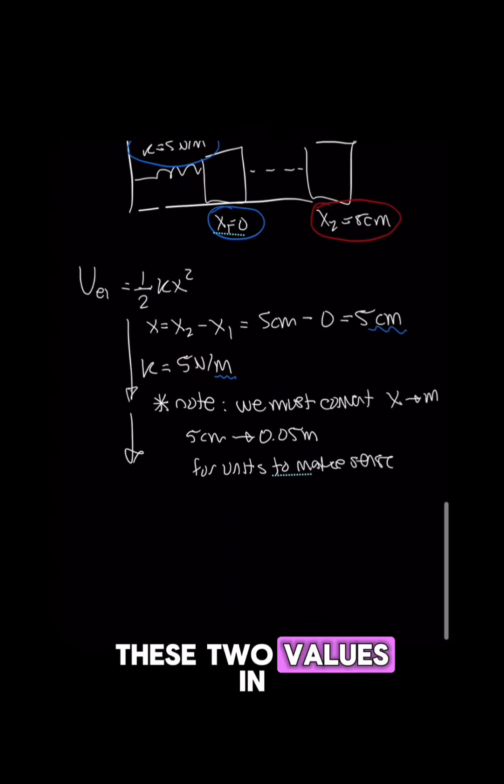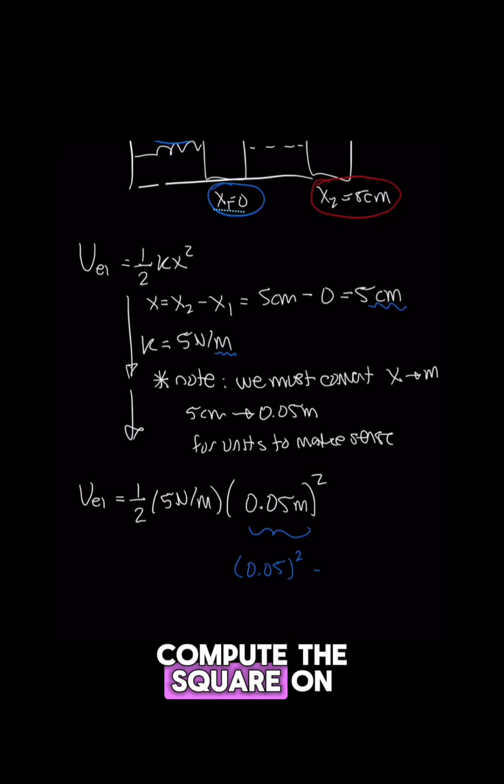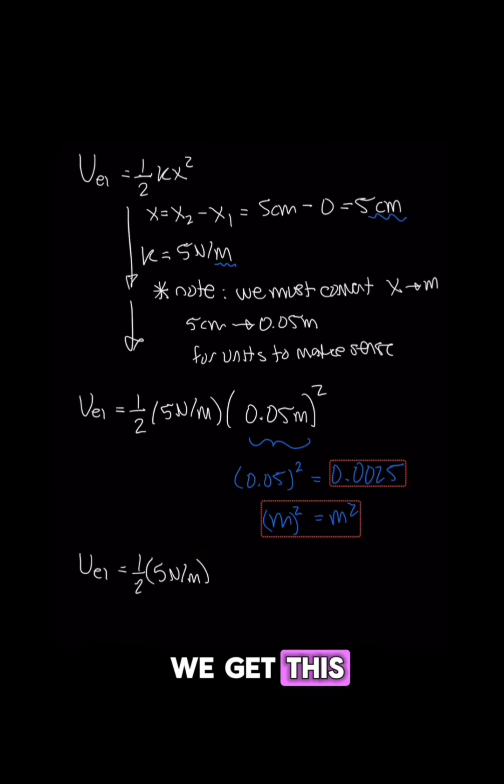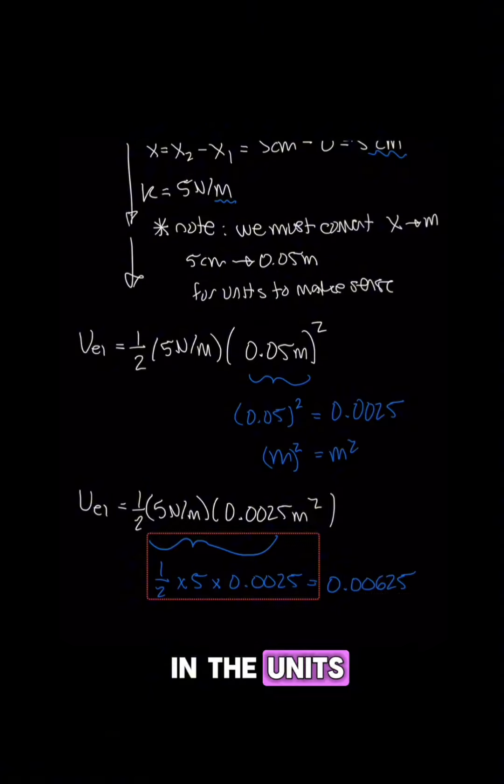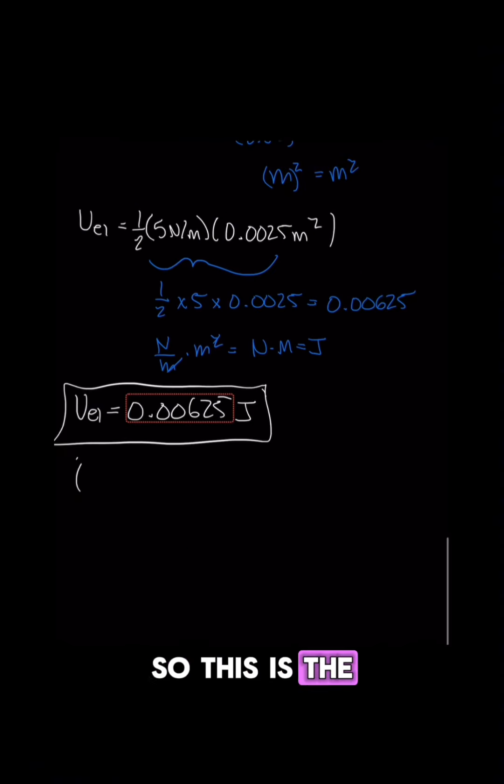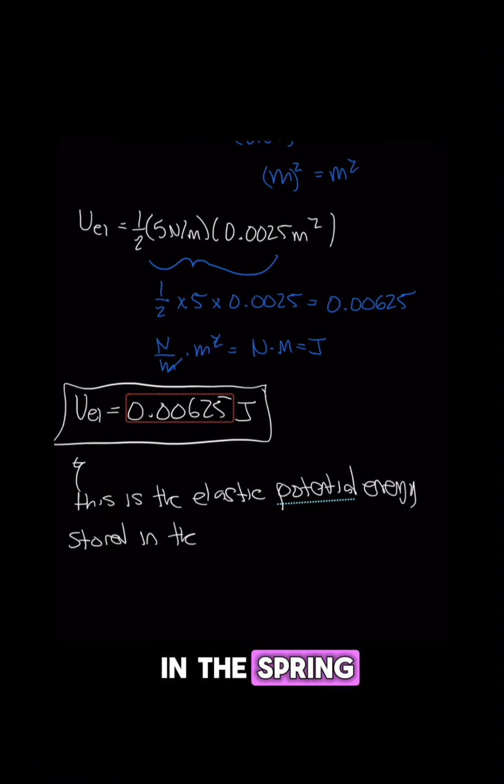So we can plug these two values in, and then we can compute the square on the right term. If we do that, we get this, and then we can compute the units, and we get this for the final answer. So this is the elastic potential energy stored in the spring. Look at our diagram here.